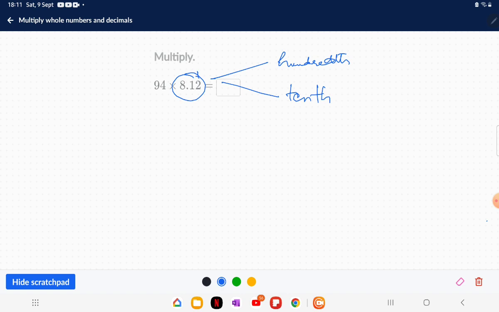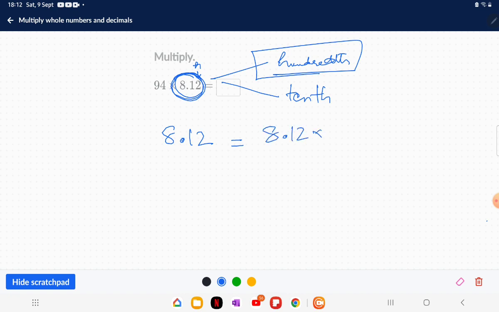If the smallest digit in the number happens to be a hundredth, then we will convert the entire number into an equivalent hundredth number. I'll repeat that. If the smallest digit is a hundredth, like 2 in this case, then we will convert this 8.12 into hundredths. And how do we do that? What is 8.12 written in the form of hundredths?